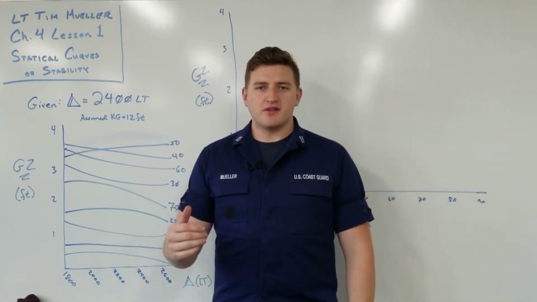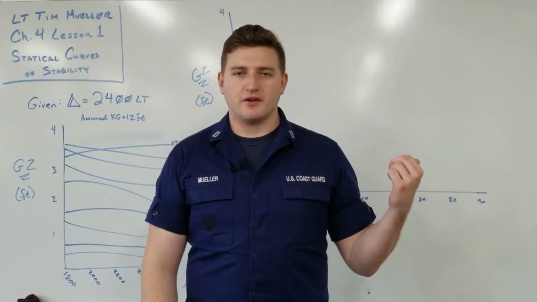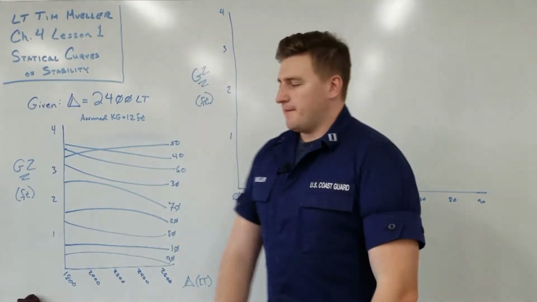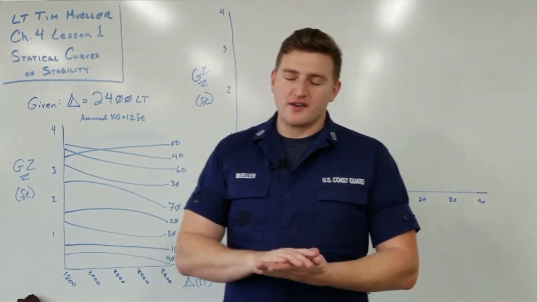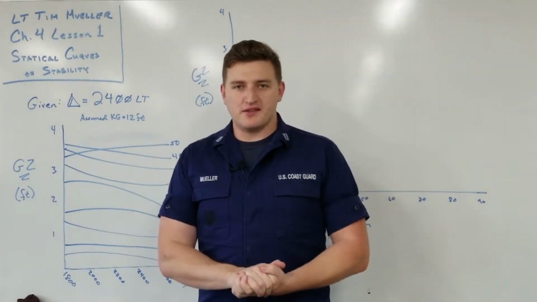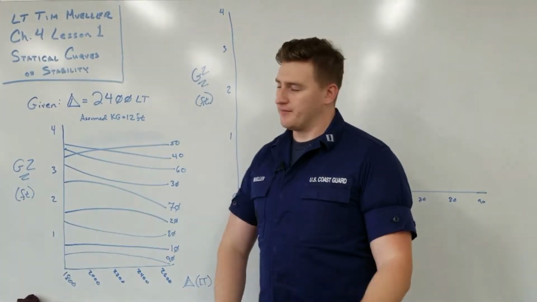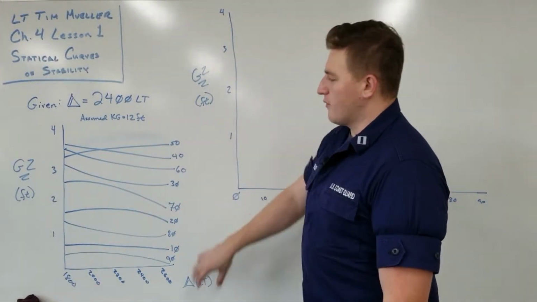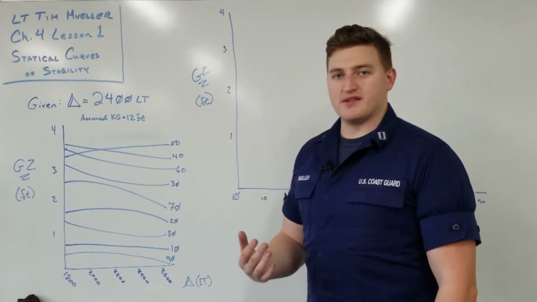We're going to go through the steps. We're going to use our cross curves of stability, and we're going to make one of these statical curves of stability graphs. So step 1, we had talked about, find your cross curves of stability. That's going to be in your DC book or some other publication given to you by the manufacturer of your vessel. So here, we're going to assume that this is our cross curves of stability for the ship. So step 1 is now done.